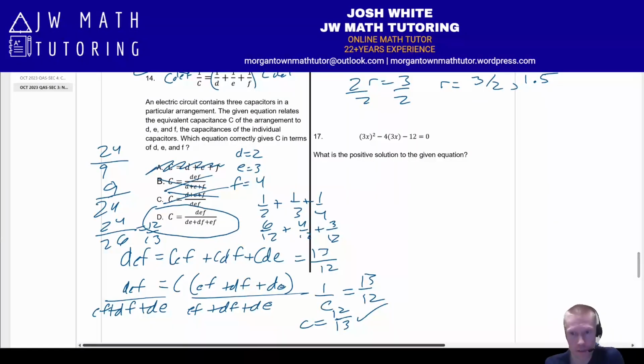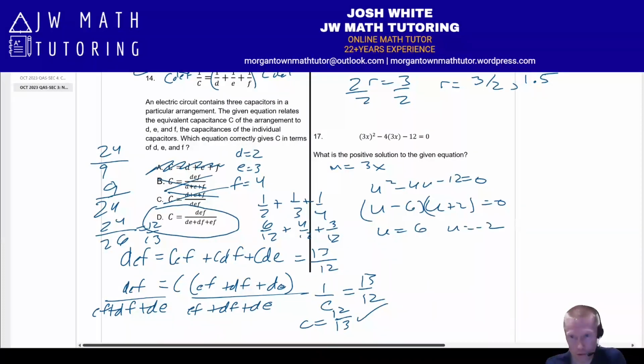For 17, this one is basically a form of a quadratic. So you could just let u equal 3x if you're familiar with u substitutions. And then it's just u squared minus 4u minus 12 equals 0. Solve it by factoring, u minus 6, u plus 2, u equals 6, or u equals negative 2. We want the positive solution, so we can ignore this. And then u is 3x, so 3x equals 6. So then x has to just equal 2. So the correct answer you're going to grid in is 2.